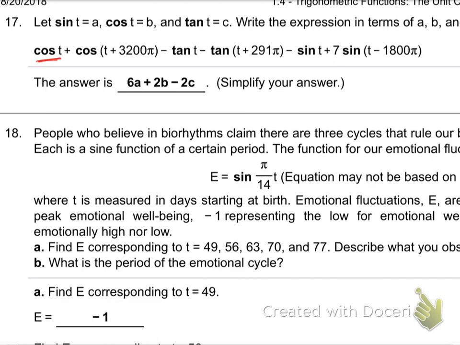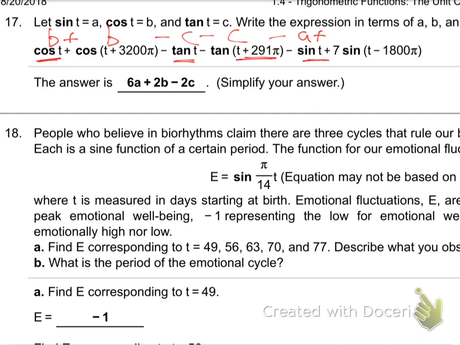Cosine of t is b, right? That's the naming game. Cosine, what's that 3200 pi going to be? A bunch of extra rotations that in the end do nothing, right? So it's just going to be cosine of t. It's just going to be another b. See what I'm saying? Is it always going to be that straightforward? For now. Okay. For now. Tangent of t, that's just going to be c. Tangent of that, that's a bunch of extra half rotations.